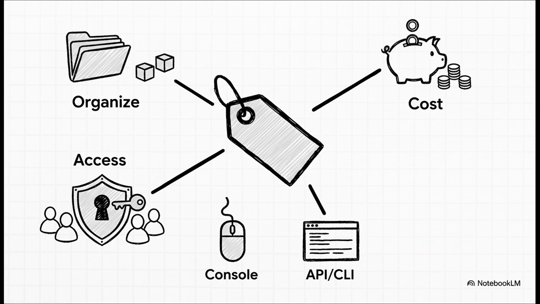They are absolutely essential for organization, for cost allocation, and for access control. 3, the console is fine for one-off things. But 4, you need to embrace the API and CLI for automation as you grow. That is the real secret to building a Bedrock practice that can scale without becoming a mess.